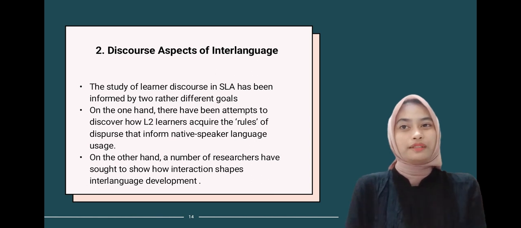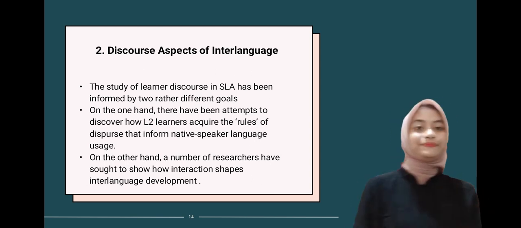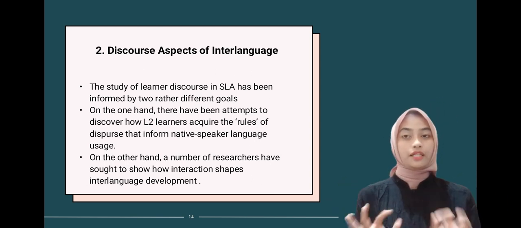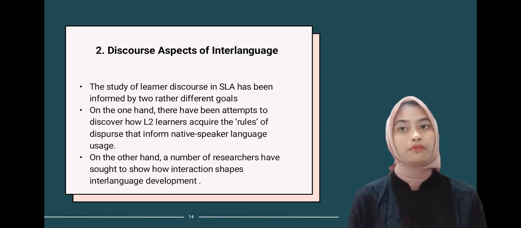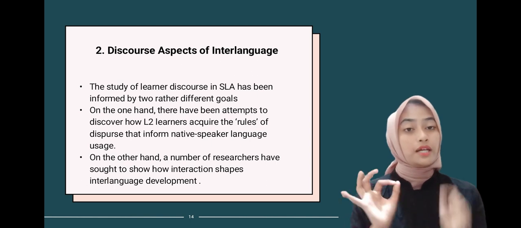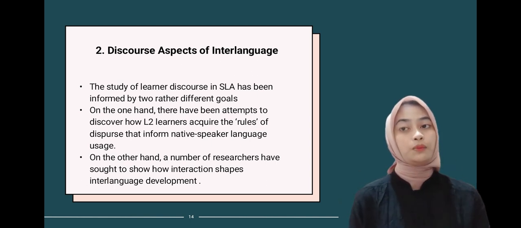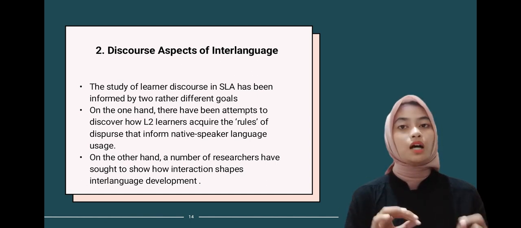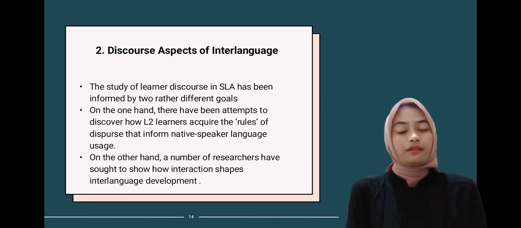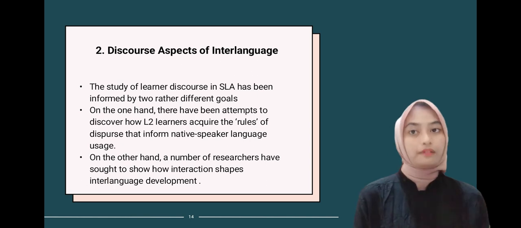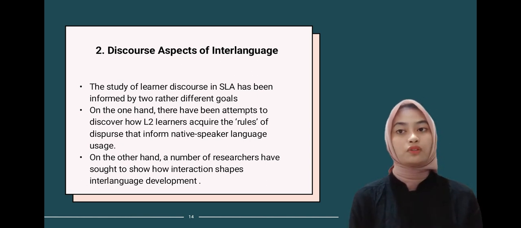Second is discourse aspects of interlanguage. The study of learners' discourse in second language acquisition has been informed by two rather different goals. The first is, on the one hand, there have been attempts to discover how second language learners acquire the rules of discourse that inform native speaker language usage. And the second is, on the other hand, a number of researchers have sought to show how interaction shapes interlanguage development.